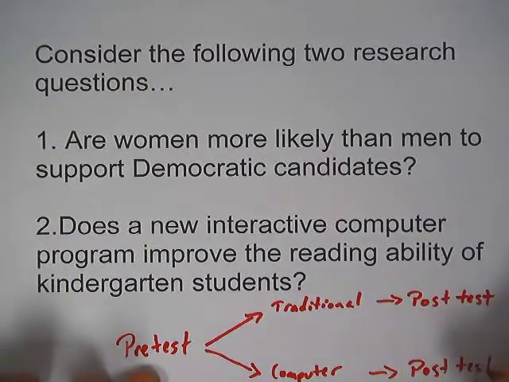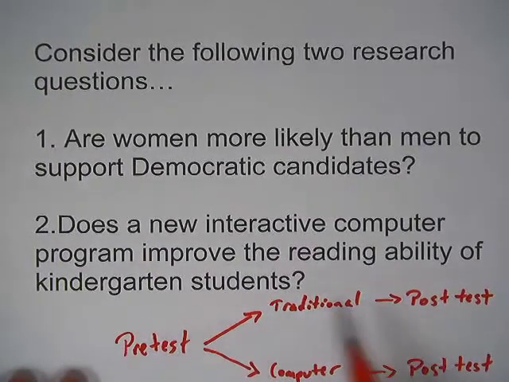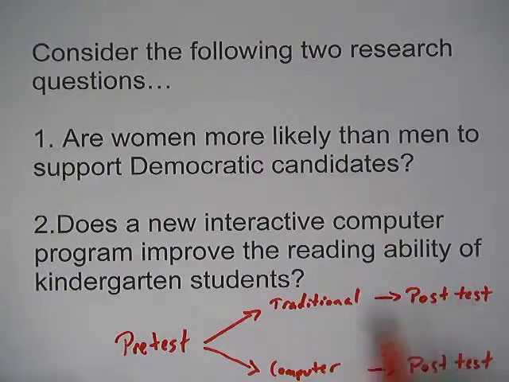Then what we could do is compare each group's post-test scores to the pre-test scores. Okay, if the traditional group had a bigger change from pre-test to post-test, then the traditional group would end up being more effective. If the computer group's post-test minus the pre-test scores were bigger, then we could say yes to this question. Yes, it does seem that it improves the reading ability of the students.